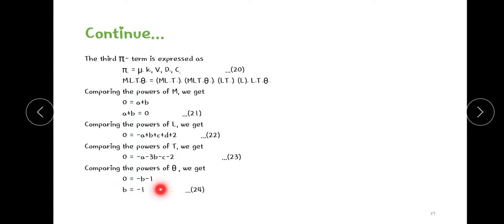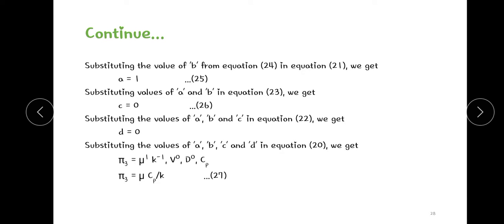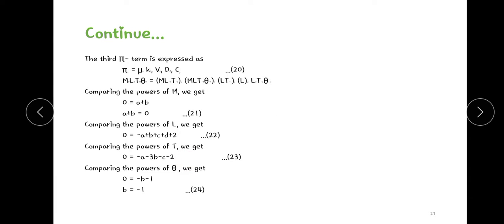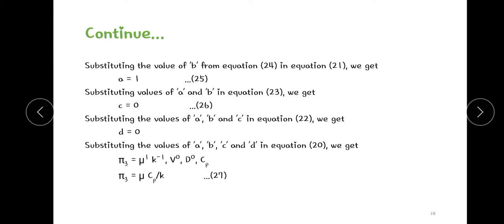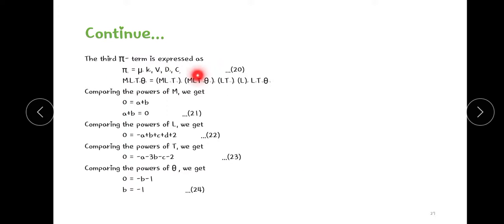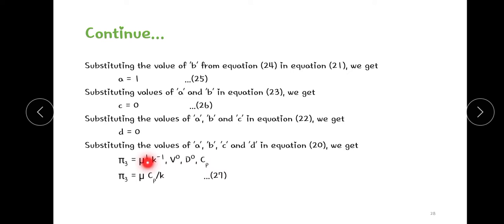So 0 is equal to minus b minus 1. We substitute the value of b in equation 21, so we get a is equal to 1. After that, substituting the values of a and b in equation 23, we get c is equal to 0. After that, substituting the values of a, b, c in equation 22, we get d is equal to 0. So we get all the values of constants a, b, c and d. Substituting the values of a, b, c and d in equation 20, we get a is equal to 1, b is equal to minus 1, c is equal to 0 and d is equal to 0.